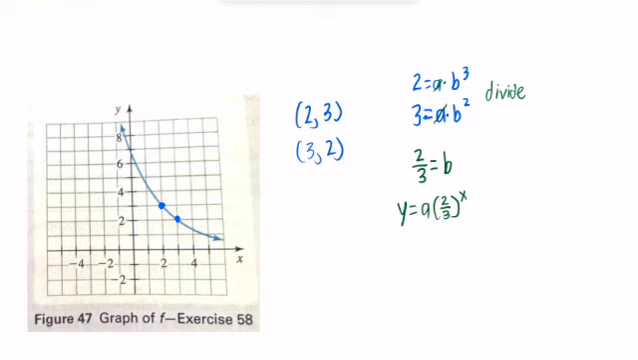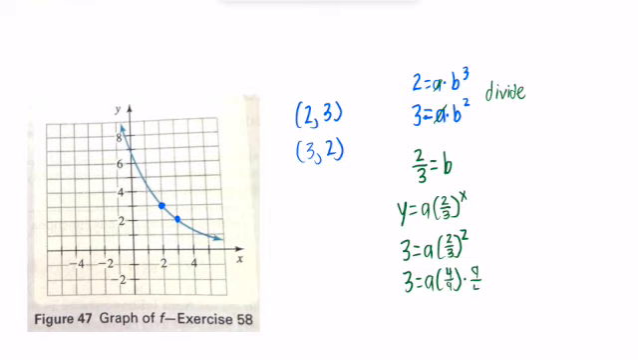And now to figure out what a is, we can plug in one of our points. For example, if we plug in the point 2, 3, we put in 3 for y and 2 for x. We would have 3 equals a times 2/3 squared. 2/3 squared is 4/9.